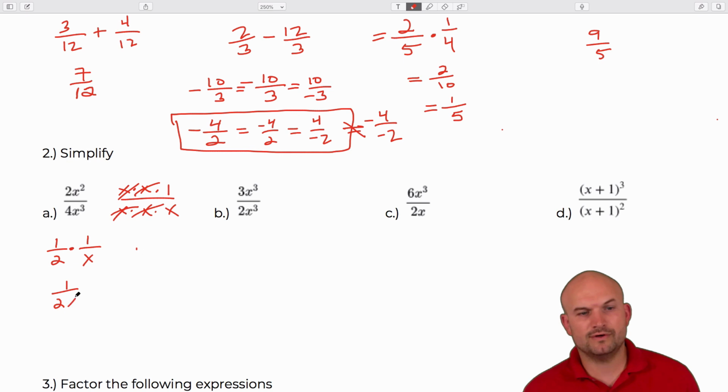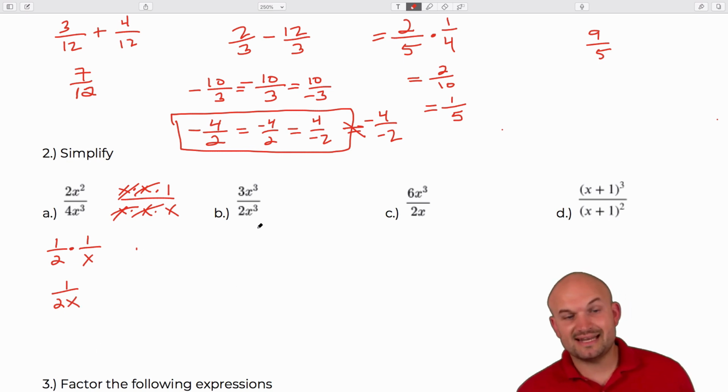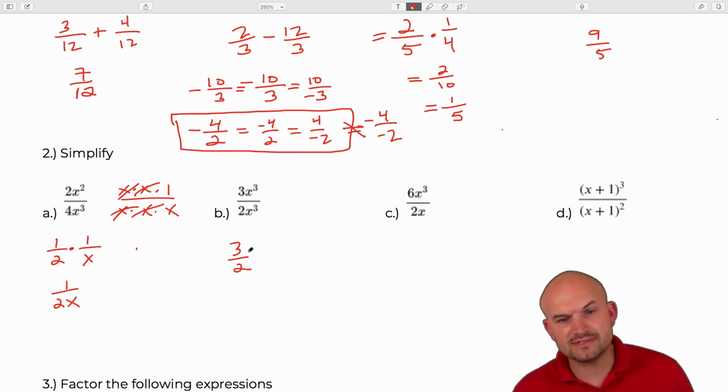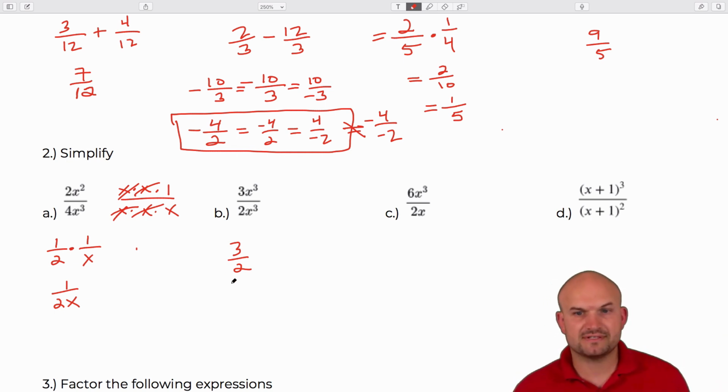So we'd have 1/2x. And then next example, we have 3/2, which cannot be reduced, so I'm just going to leave that as is. And here you see x squared over x squared, that just reduces to 1/1. They divide each other out. So we're just going to be left with 3/2.